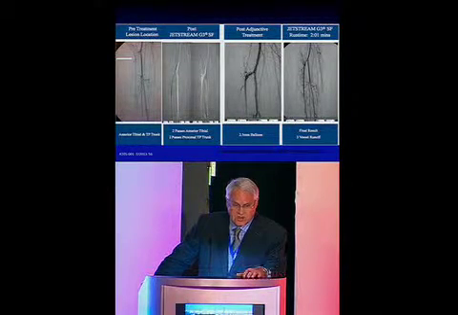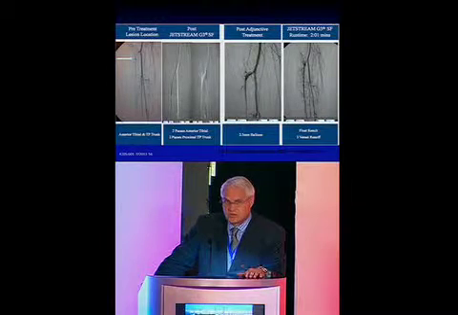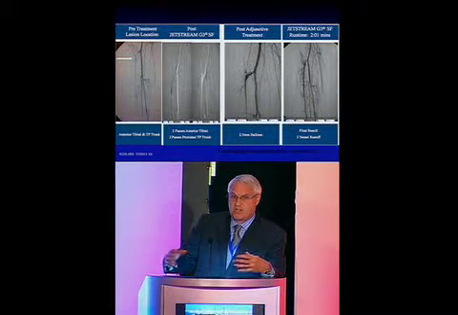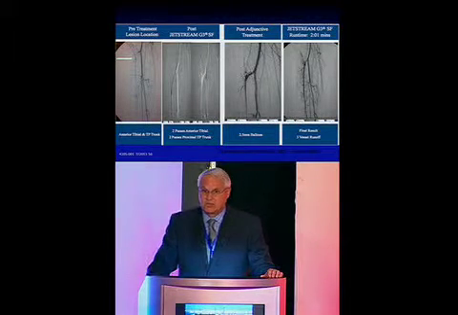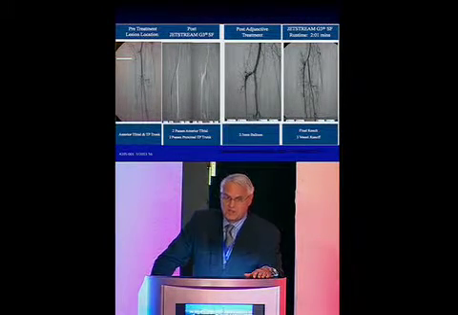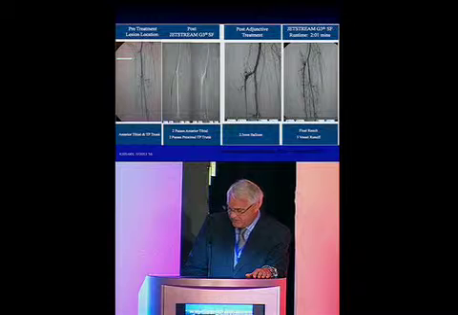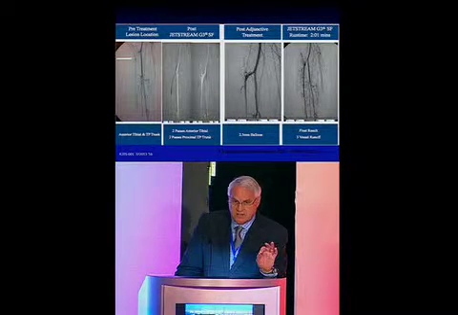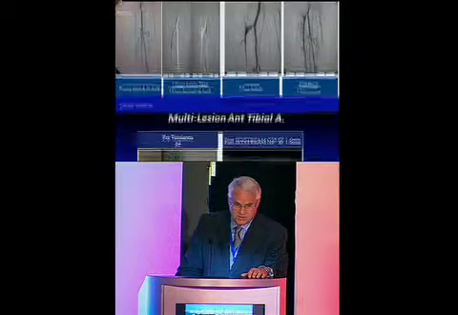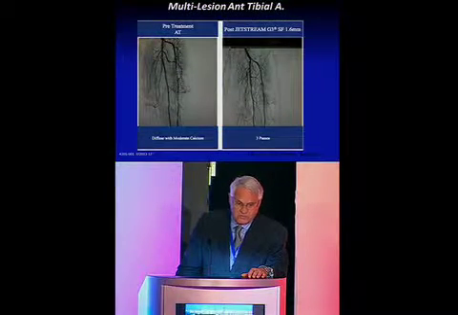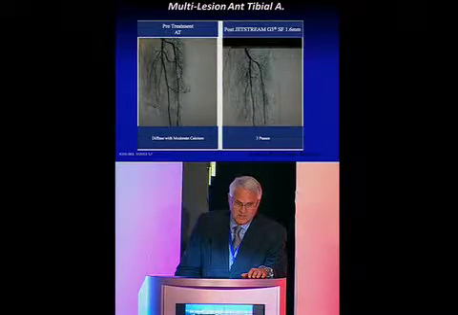So same basic techniques, 014 wire, 7 French sheath compatible. The shaft length of the SF device is a little bit longer than on the other devices, so you can clearly reach all the way down to the ankle and beyond if you need to. But beyond those issues, the technique is the same, slow, methodical advancement back and forth to debulk. And you'll see as you review these examples the effectiveness of this device.